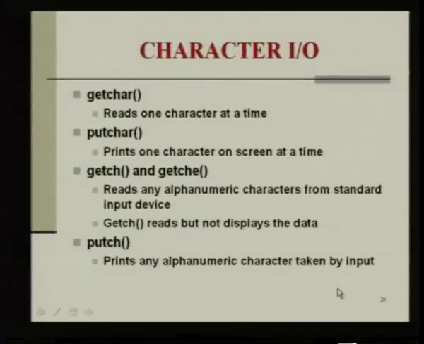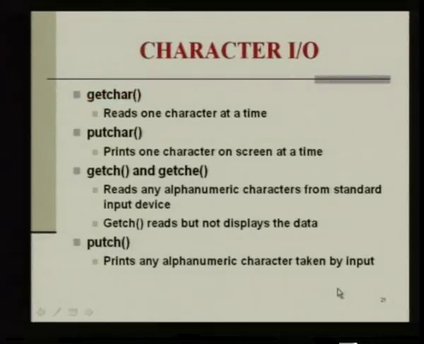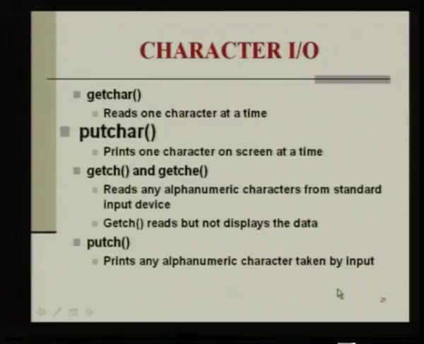So, in unformatted functions you have two types of input output: character IO and string IO. We all know what a character is, it can hold only a single character. A string can hold a sequence of characters. So, in character IO you have getchar, which reads one character at a time. This is for getting the input. Next you have the putchar function. Put itself means putting it on the screen. This prints one character on the screen at a time.